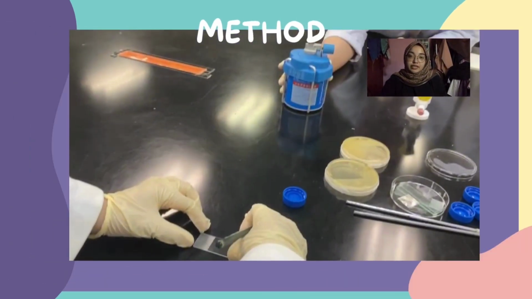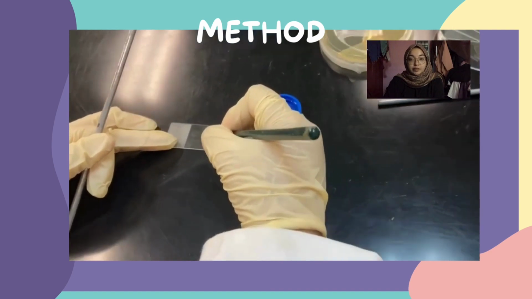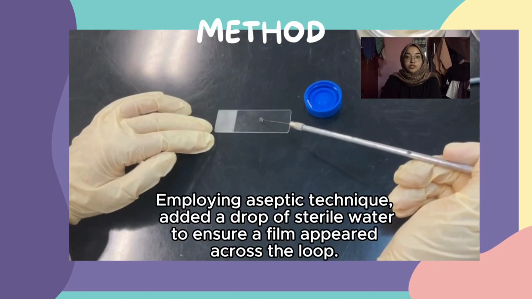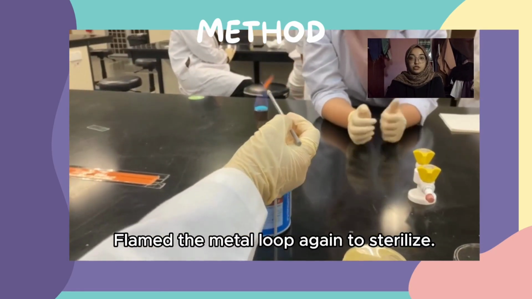For the methods of gram staining, first we need to label the slide using a pencil. And then we drew a circle with 1 cm diameter on the slide. And then we flame again to sterilize. A drop of sterile water is added to ensure the film appears on the loop. We sterilize again the metal inoculation loop.